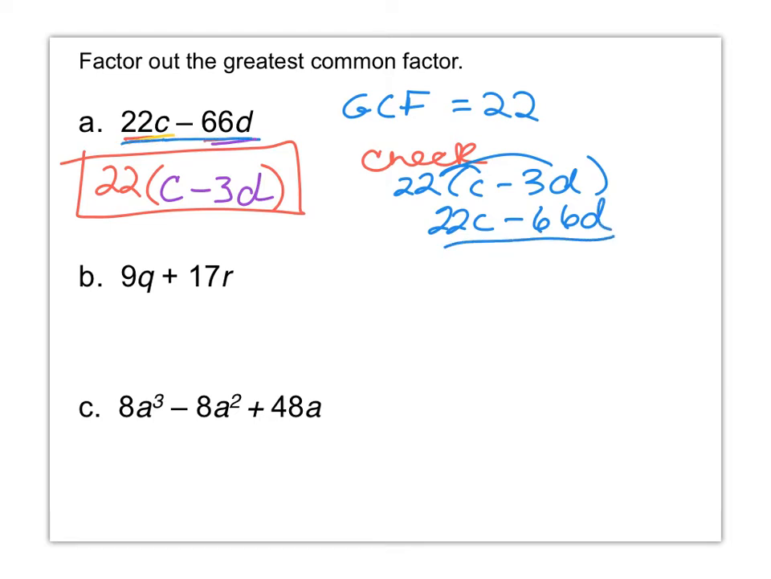Let's look at part B. We want to find the greatest common factor of 9q and 17r. In this case, the greatest common factor is only 1. There is no other number that goes into both 9 and 17 without leaving any remainder. There is no common variable factor. The first term has the variable q and the second term has the variable r. So we say that this cannot be factored.